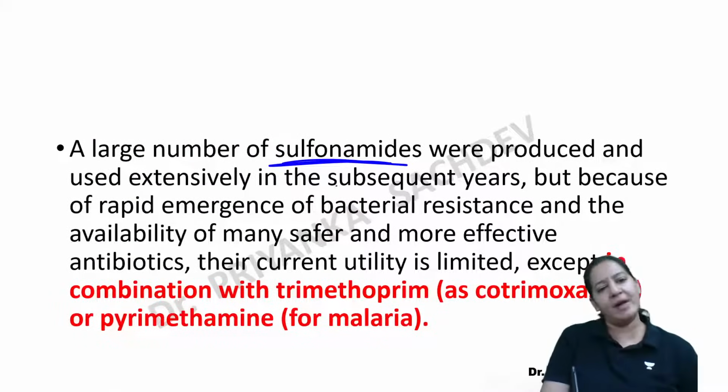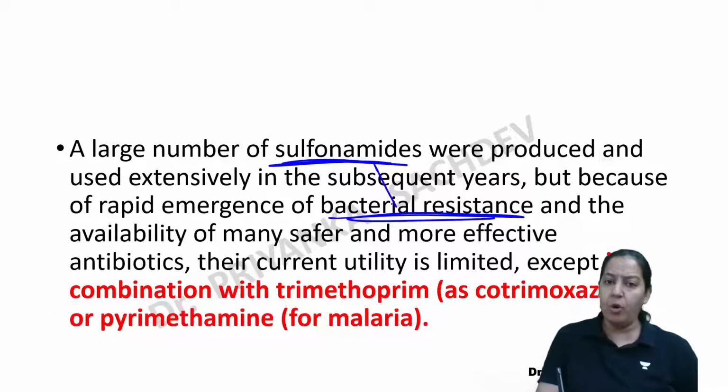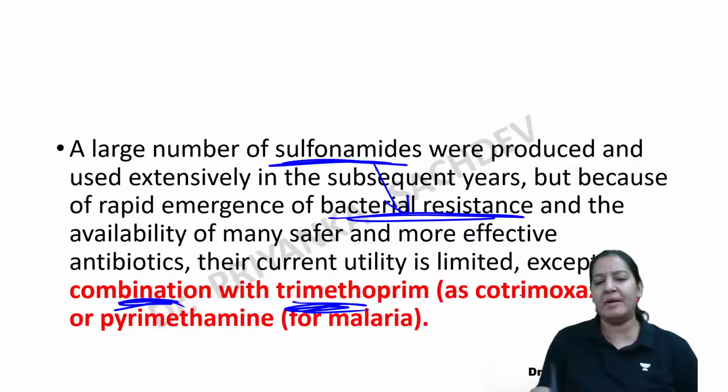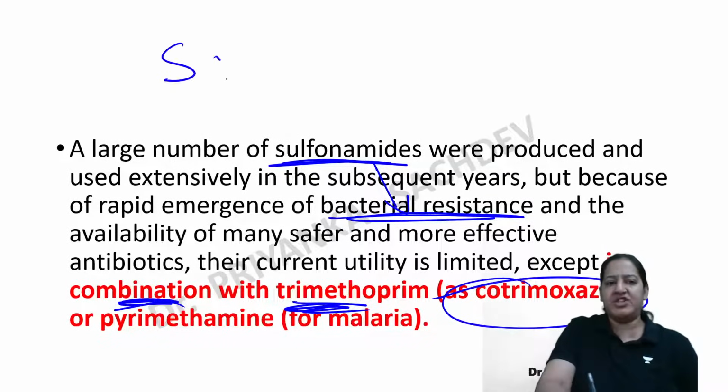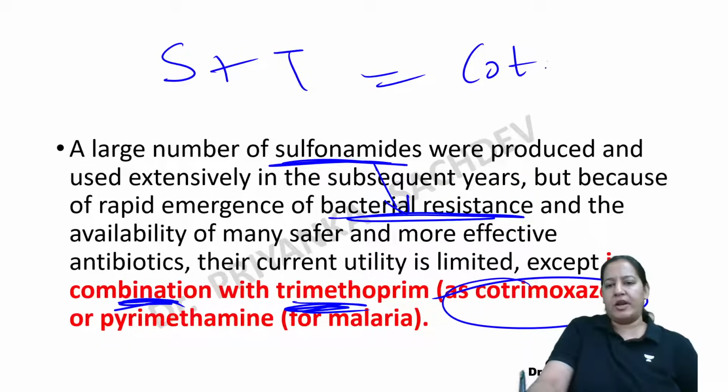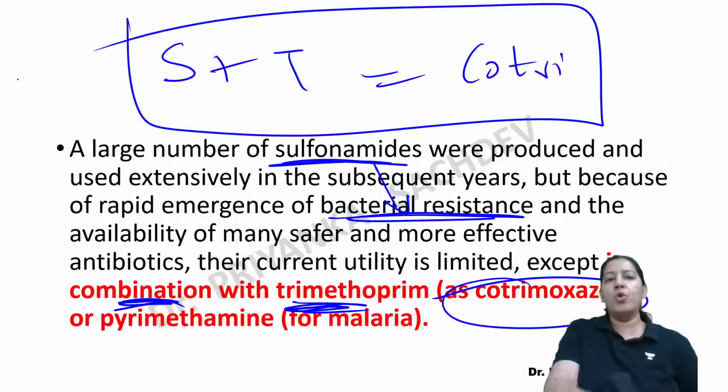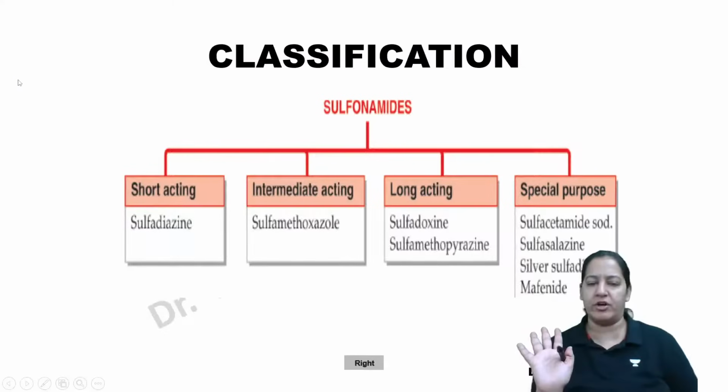Initially we gave sulfonamide alone extensively, but nowadays bacteria develop resistance. So if we give sulfonamide alone, bacteria don't die. They develop resistance. That's why we always give sulfonamide in combination with trimethoprim, and the trimethoprim and sulfonamide combination is known as cotrimoxazole. So this is a rule. Please learn this rule and write it down in the introduction.